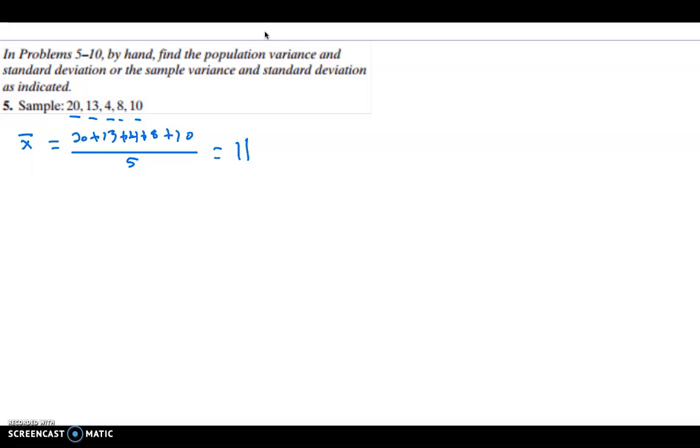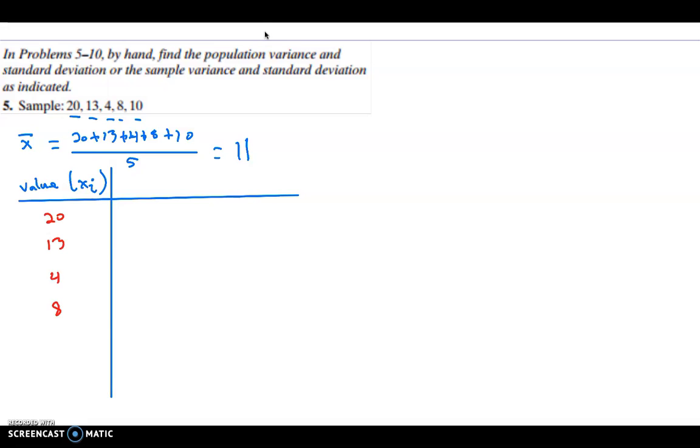Okay, now the fun part, finding the standard deviation. First we have to find the values, which in terms up above are the x sub i terms. So our values are 20, 13, 4, 8, and 10. Then the next thing we're going to do is calculate those deviations. So it'll be x minus x bar.